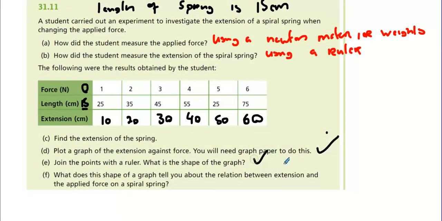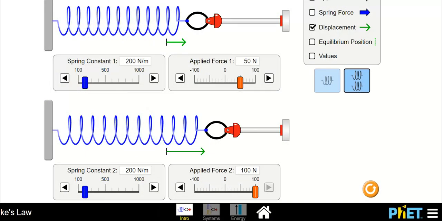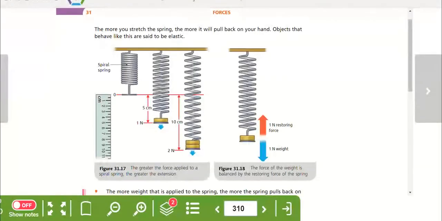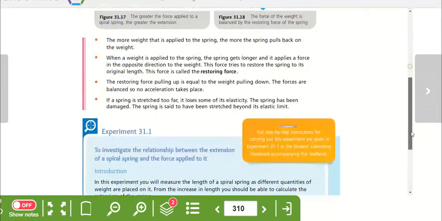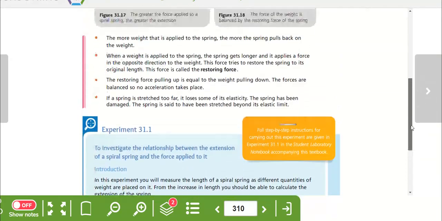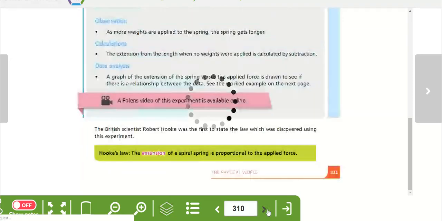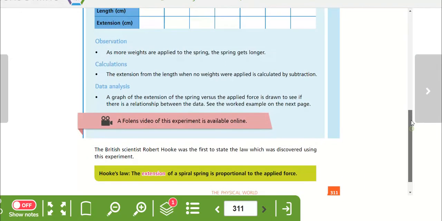What's the shape of this graph? A straight line. Okay, what does the shape of the graph tell you about the relationship between extension and applied force on the spiral spring? Well, if you go back to here, what you'll see is that the larger the force you put on, the larger the spring extension.